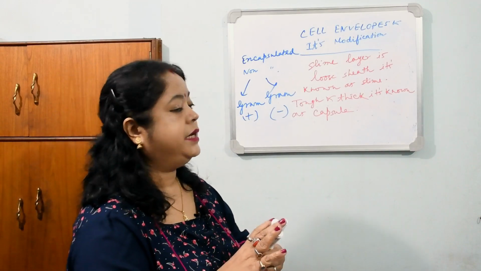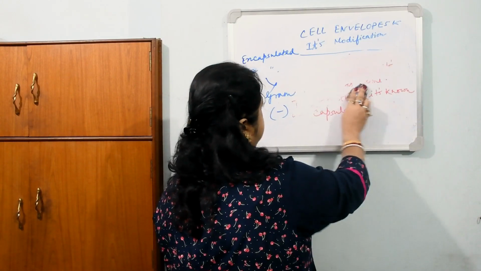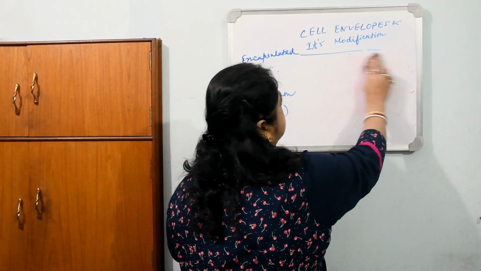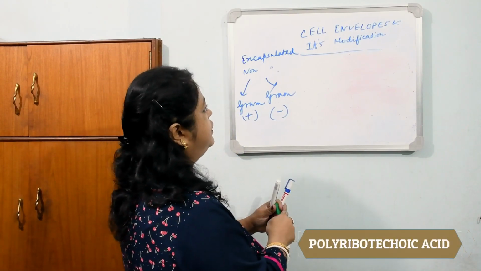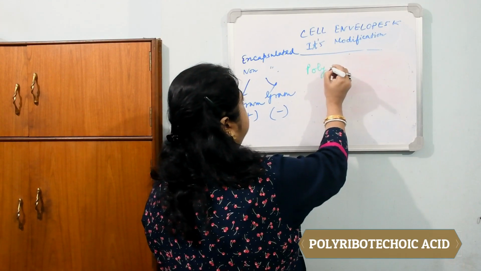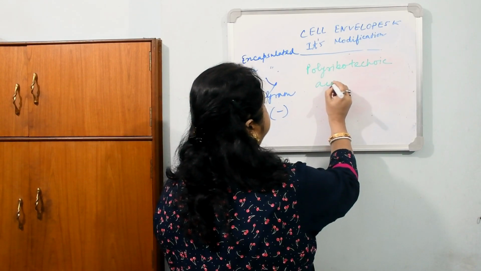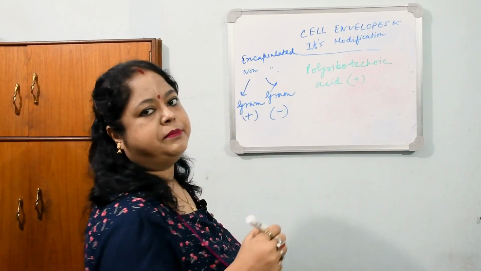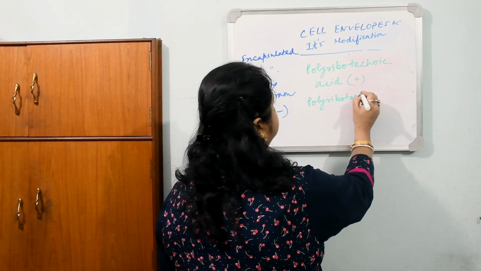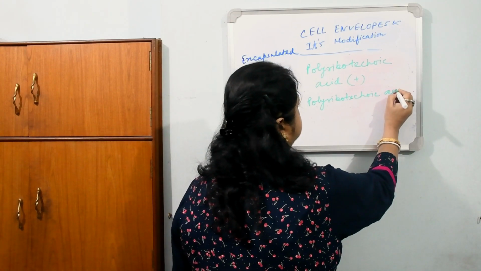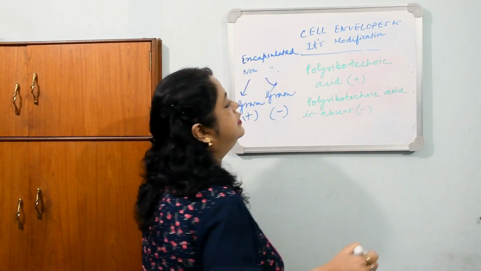Now what is the chemical nature of the gram positive and gram negative? Why can they or can't they retain the stain? This is the reason: polyribitol teichoic acid is a chemical which is present in the gram positive. Mind it, it's a complicated name. Polyribitol teichoic acid is present in the gram positive ones, and gram negative lack this. It is absent here, and that's why they are known as gram negative.